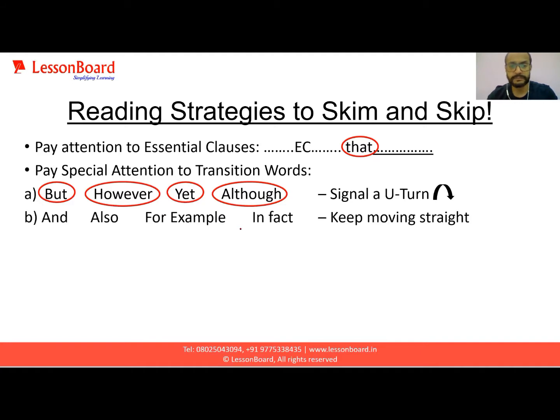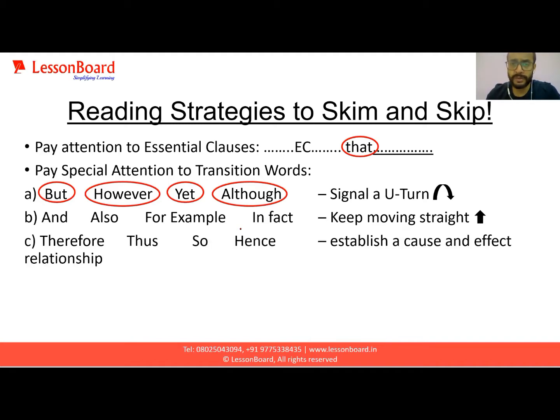Okay. Now, second one: and, also, for example, in fact. These words signal that we must keep moving straight. Okay, what does that mean? So, if an author is already talking about an idea and he is simply elaborating or building more on that same idea, he will use words like and, also, for example, in fact. And these words are not so important because the author is simply elaborating on the idea that has already been stated by him previously. So you don't really have to pay attention to these transitions, because when you look at them, you know, okay, the author is simply trying to elaborate more and more. Okay, so you know the idea.